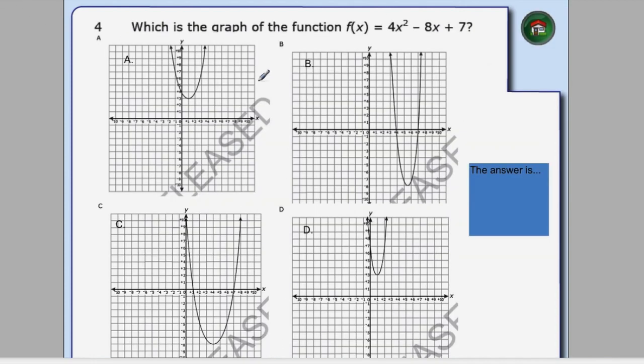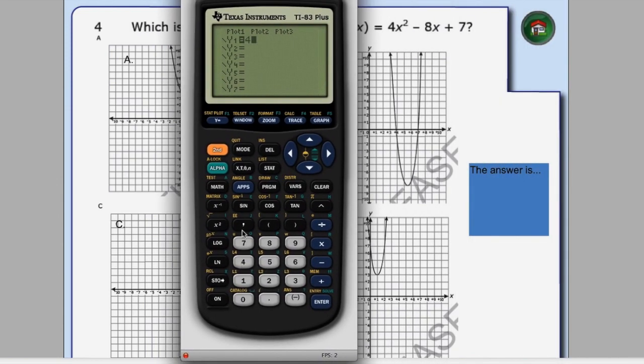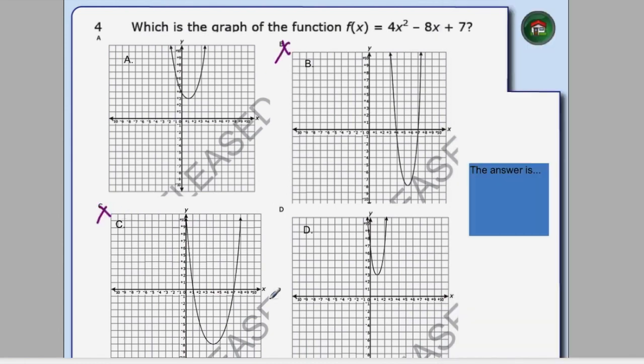All right, and number 4, which is the graph of the function of this? Now, one way you can do this is if it's calculator active, you could just go ahead and go to the calculator, hit y equals, and then plug that in. 4x squared minus 8x plus 7, and hit graph. And then you could compare them. There's some of them you can just throw out just by looking at that at a glance. It looks like you could eliminate definitely B and C. So these 2 are out.